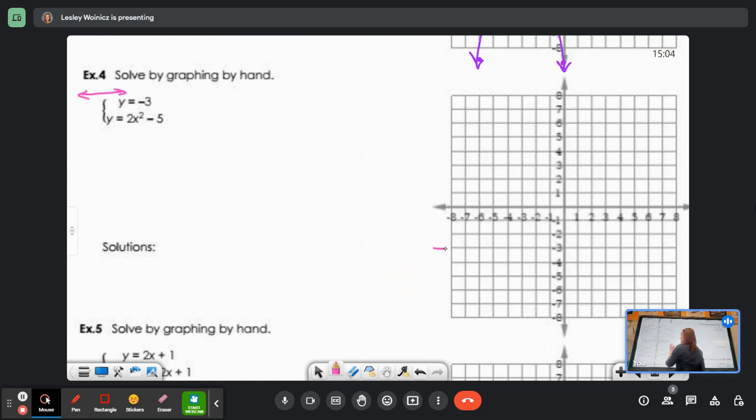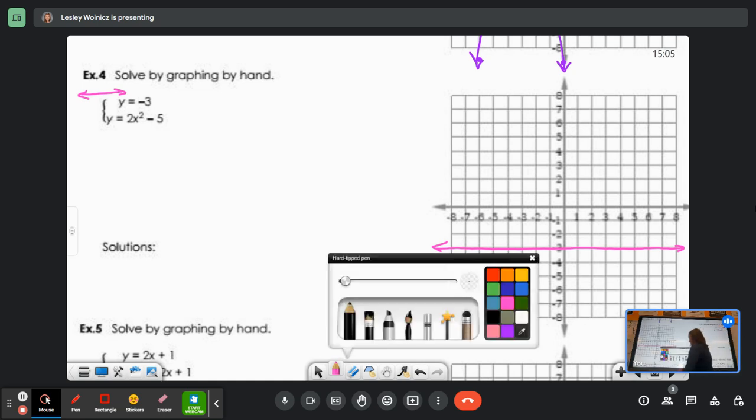So this is the collection of all the points whose y value is negative 3. 1, negative 3; 2, negative 3; 2 and 3 quarters, negative 3; pi, negative 3. They all have one thing in common, and that is a y value of negative 3. Good? All right. What do you notice about the next one?